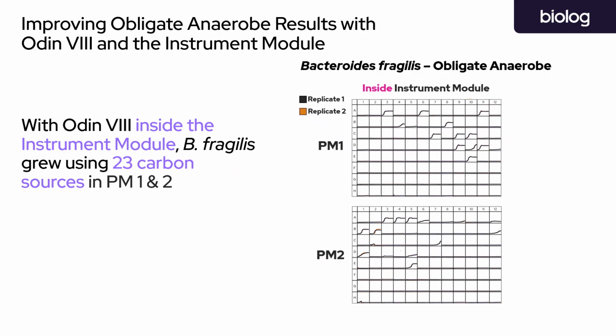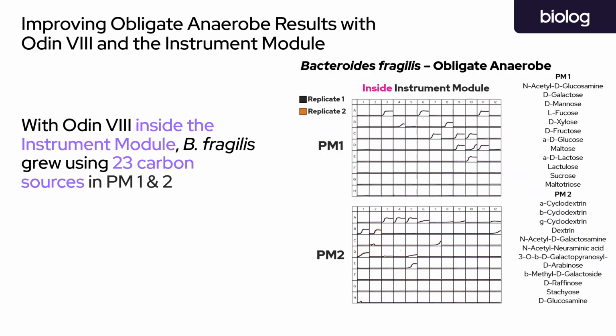So repeating the same exact experiment, but this time bringing Odin-8 into the anaerobic work environment instead of sealing the plate, we found an additional 7 carbon sources for a total of 23, which were able to elicit growth in B. fragilis, again listed over here on the right. And taking a look at D-xylose again in well B8 of PM1, we can see that the replicates now overlap perfectly, demonstrating their reproducibility is better when the whole workflow is brought into the anaerobic work environment.